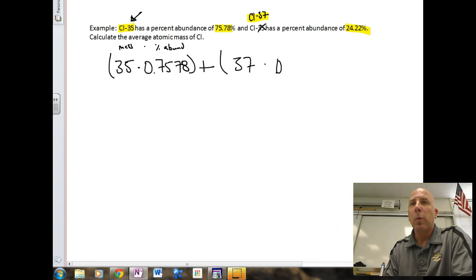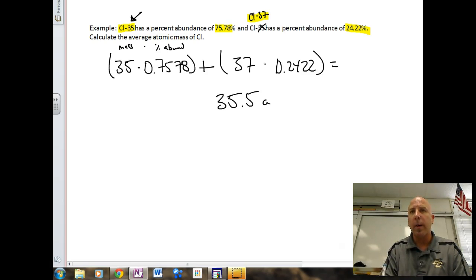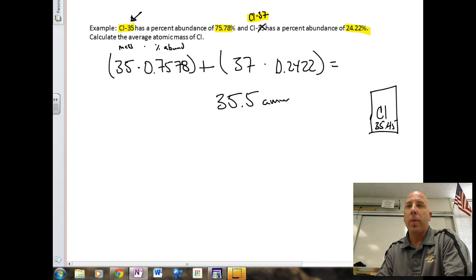0.2422. Okay, and I'm going to run that through my calculator and come up with a value of 35.5 AMU, atomic mass units. And that's pretty good, pretty close. If I check it on the periodic table, chlorine has 35.45, which would round off to 35.5. So we're really in the ballpark on that calculation of the percent abundance.